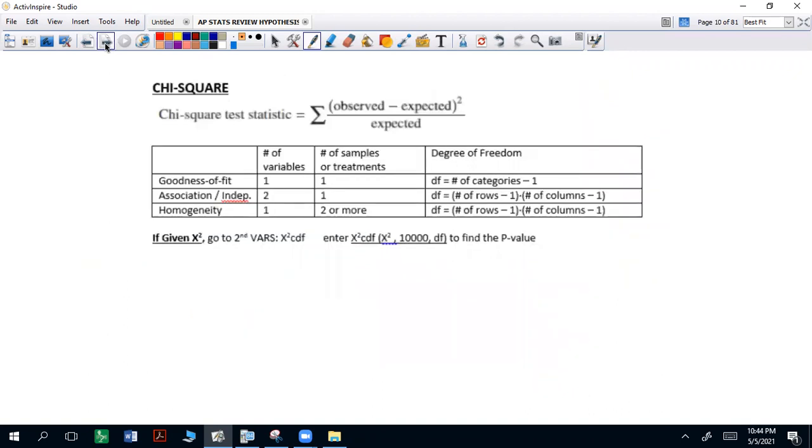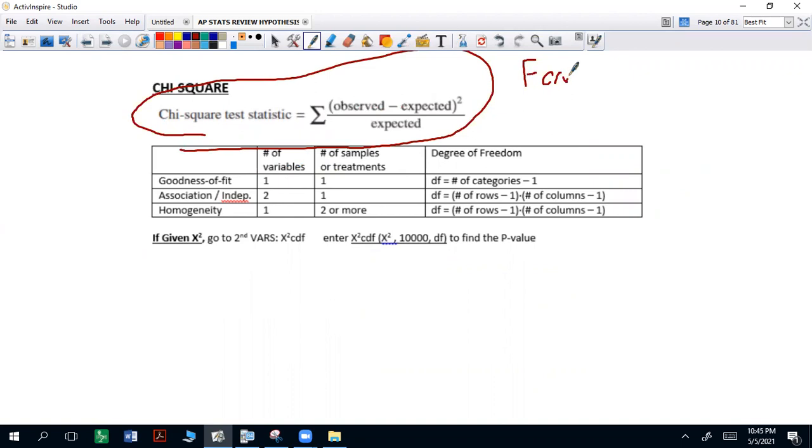So let's talk about chi-square. Chi-square test: observed minus expected squared over expected. This is on your formula sheet. And because it's on your formula sheet, you're probably not going to need to use it, right? Because a lot of times that stuff's given to you. But there is a formula: observed minus expected squared over expected.